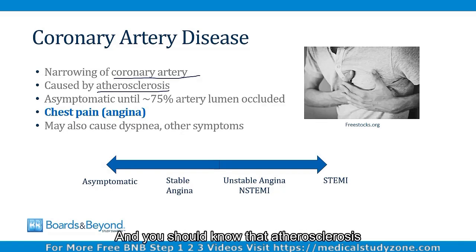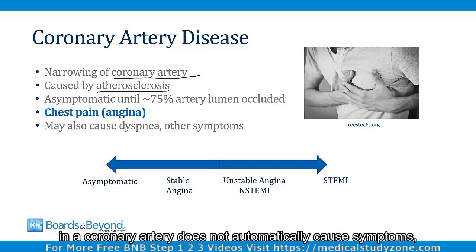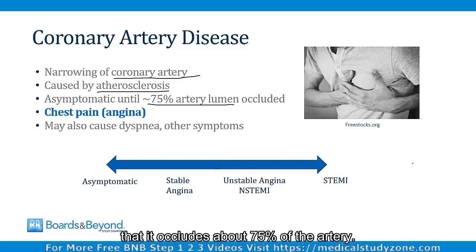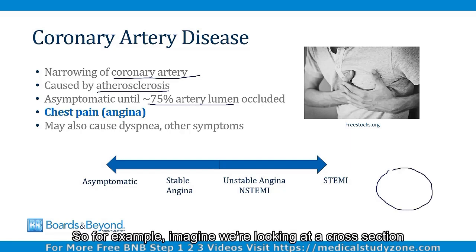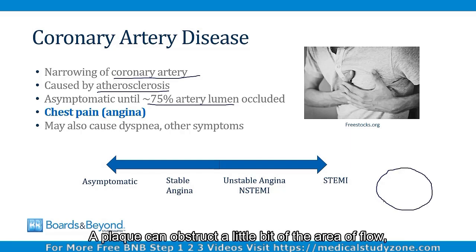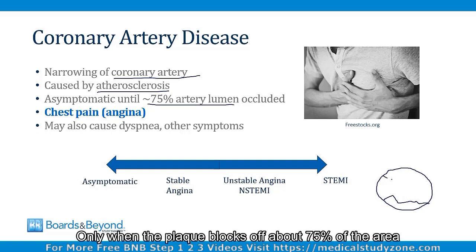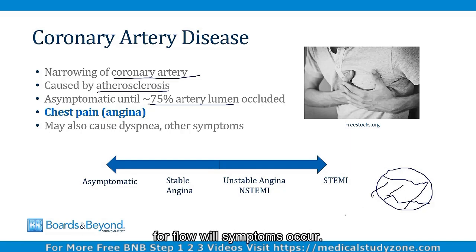And you should know that atherosclerosis in a coronary artery does not automatically cause symptoms. Symptoms only occur when the plaque reaches a point that it occludes about 75% of the artery. So for example, imagine we're looking at a cross-section of a coronary artery. A plaque can obstruct a little bit of the area of flow and that will not cause symptoms. Only when the plaque blocks off about 75% of the area for flow will symptoms occur.